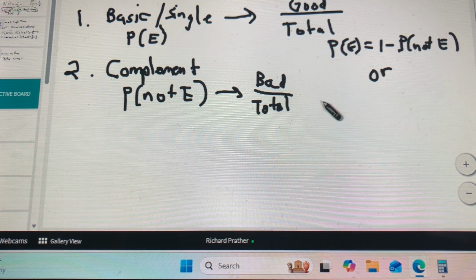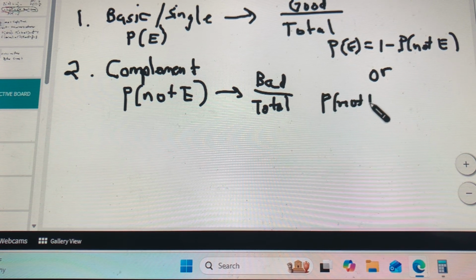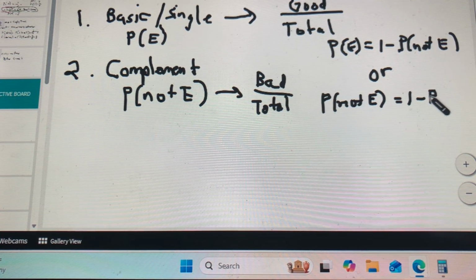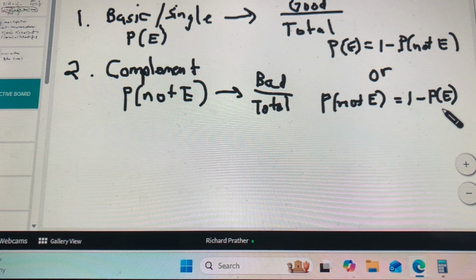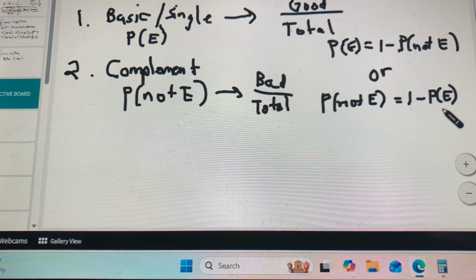Or this works too. The probability that an event does not happen is 1 minus the probability that it does happen. And that's often easier to do than counting up all the bad cases. So say you roll a die, 1 through 6. What's the chance that I don't roll a 1? Well, I could roll a 2, a 3, a 4, a 5, or a 6. I could just count them all up. I could count up all the bad cases, basically. Or I could just do 1 minus 1/6, the chance of getting it.